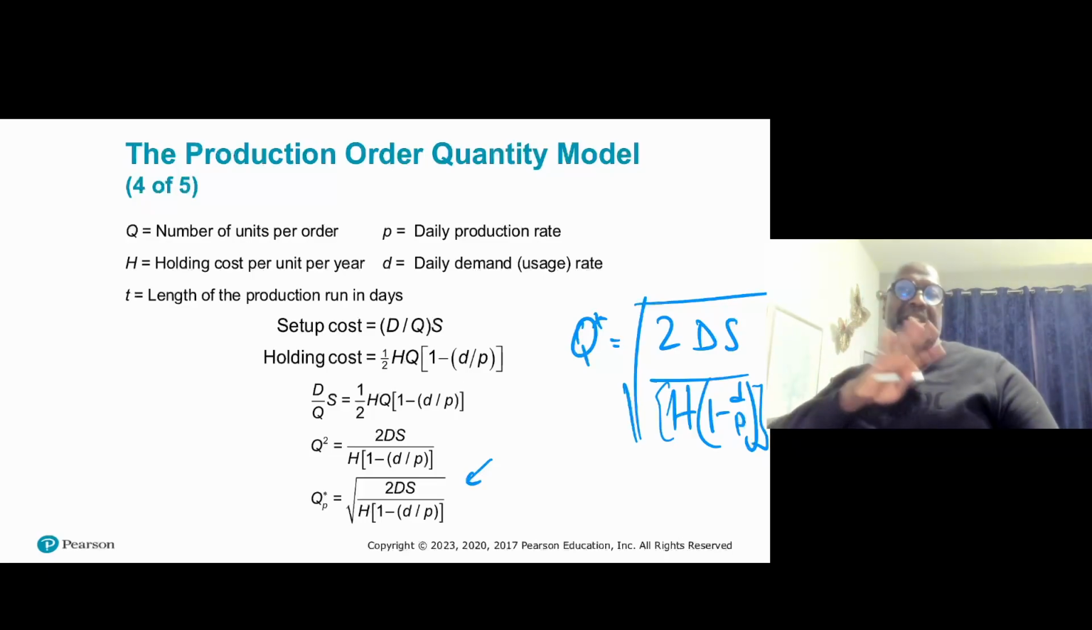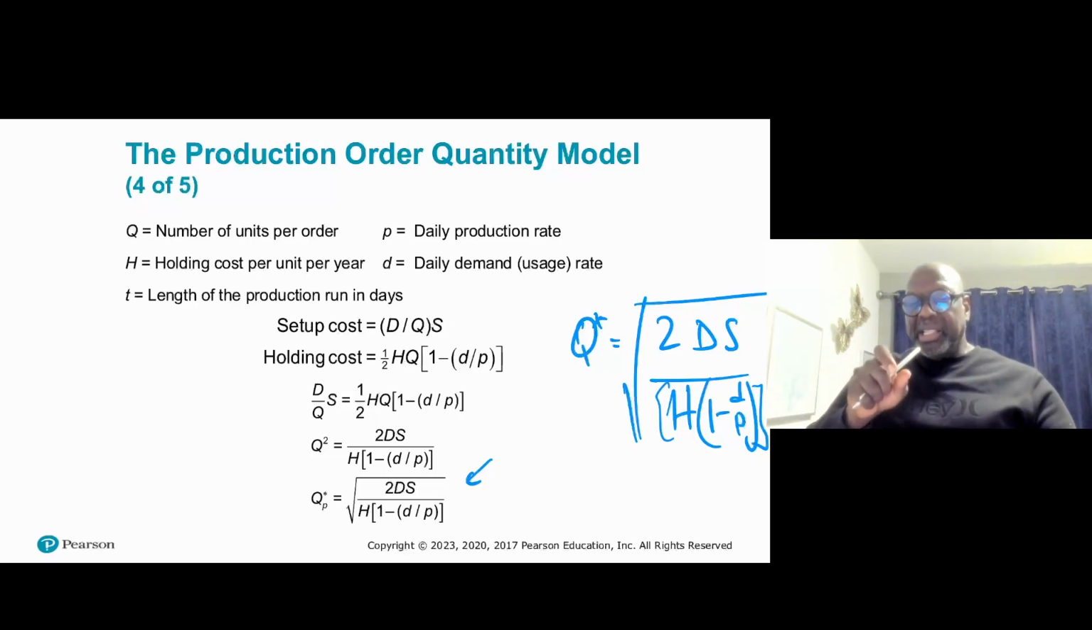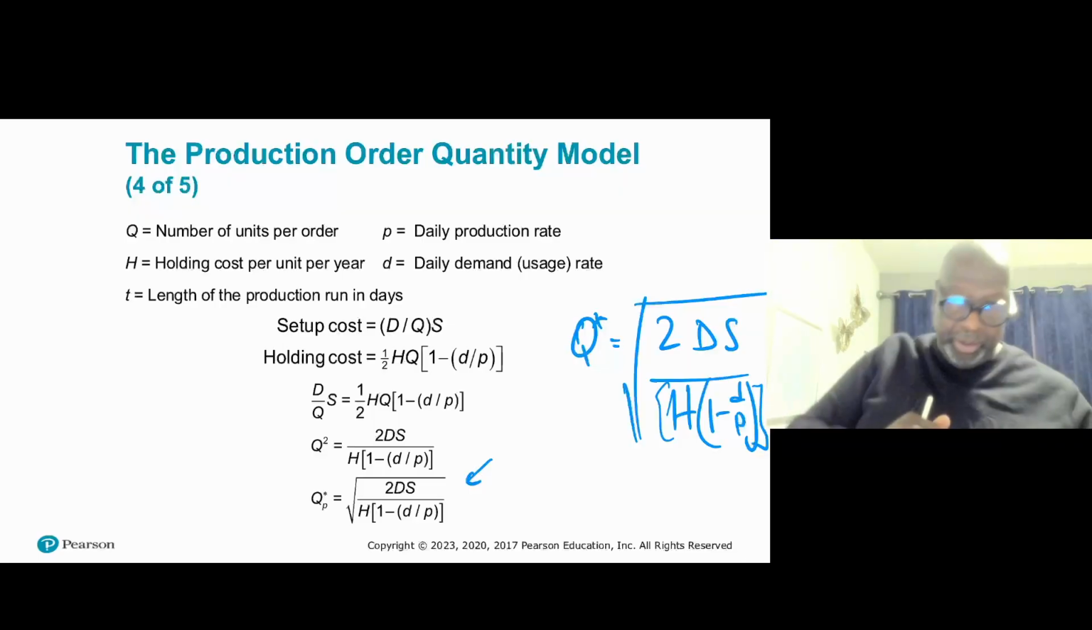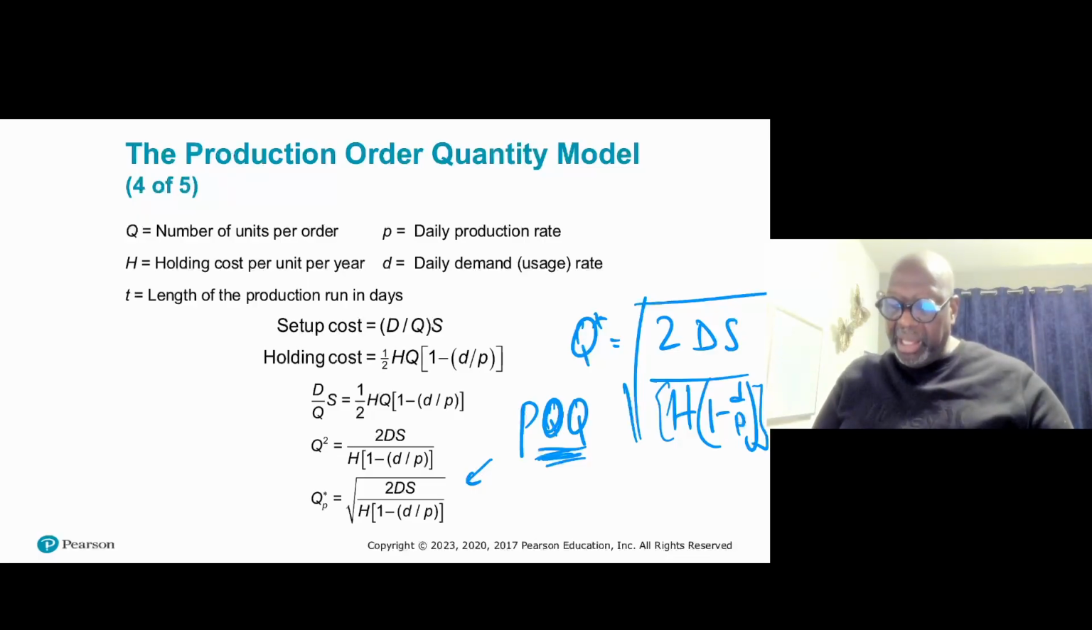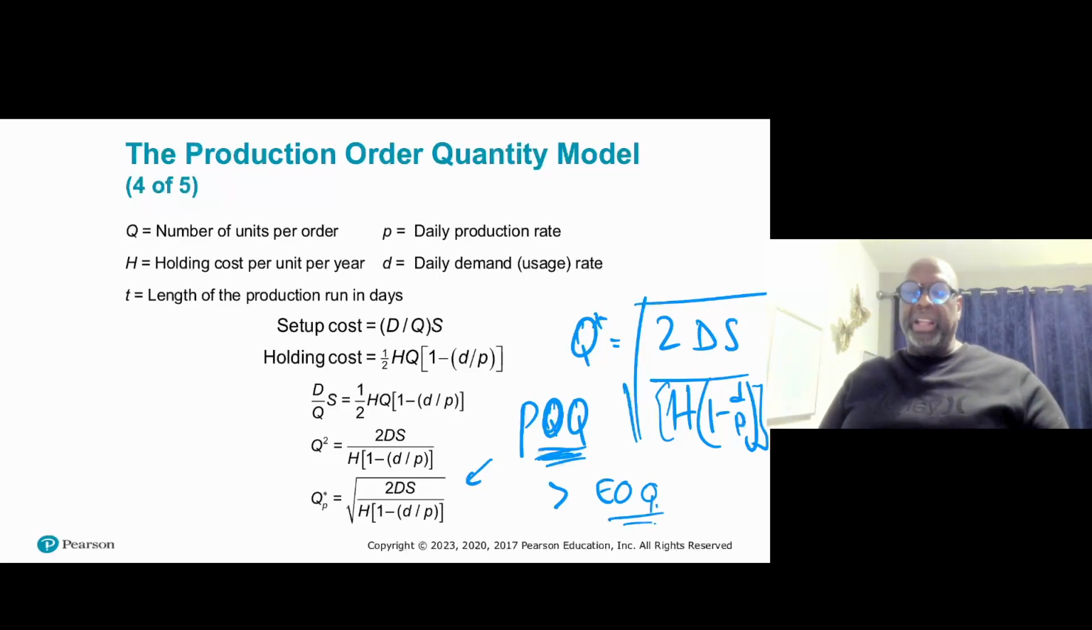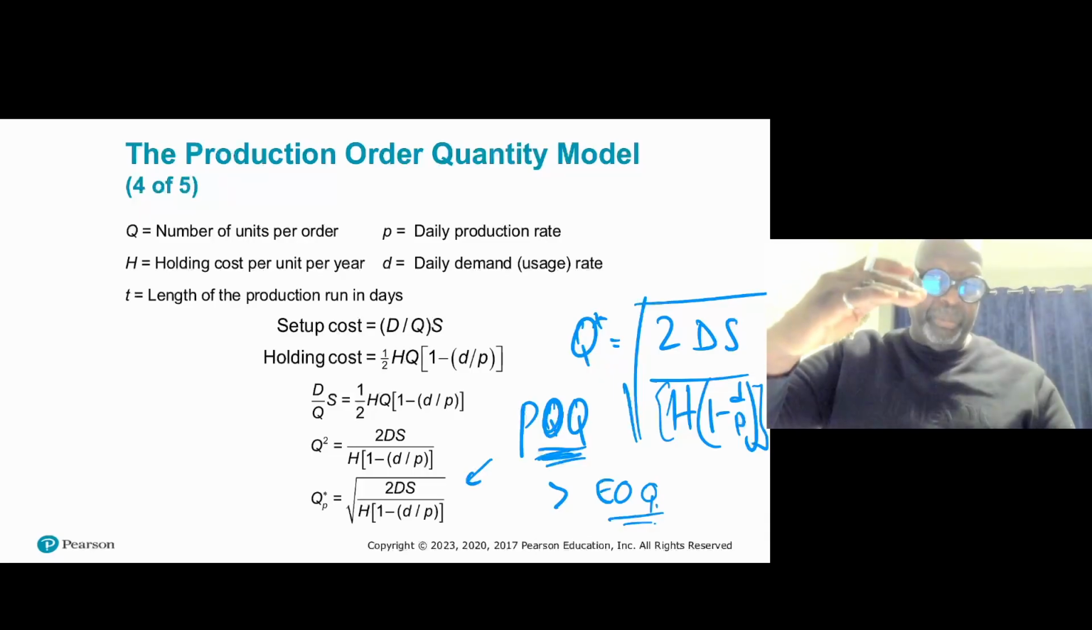So when you compare the same basic data to an EOQ model, because we are going to end up holding less inventory, it means that we could actually produce more. So the Q star for the POQ model, the production order quantity, will tend to be higher than EOQ because we will be holding on average less inventory, so we can produce a bit more.